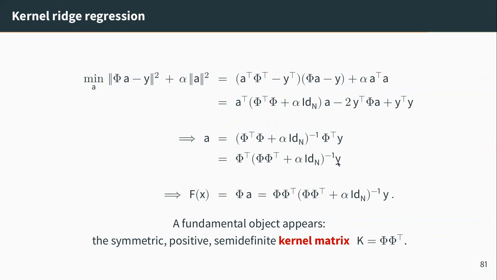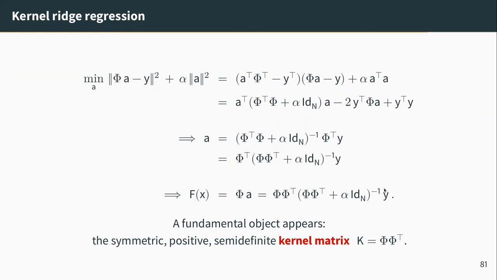And so you see that a is phi transpose times phi phi transpose plus alpha identity, to the power minus 1, times y. Actually, I don't really care about a. What I care about is my interpolation. So I care about phi a, and so f of x is phi a. a is just a solution of a quadratic problem. Maybe it's a bit intimidating because it's multivariate. But in 1D, you would just solve that using middle school mathematics. And you have this equation: phi phi transpose plus alpha, to the power minus 1, times y.